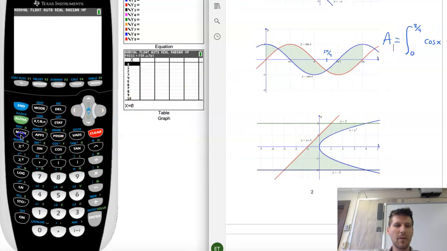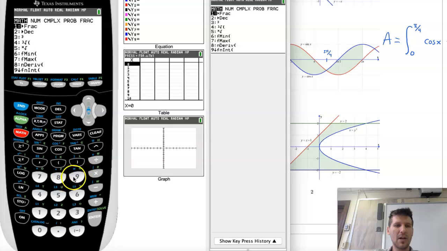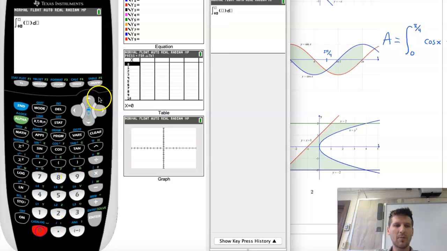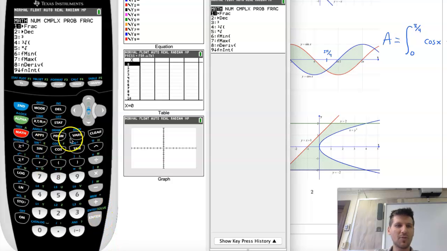So I'll go math, integral, which is 9, finite integral from 0 to pi over 4 of, this was cos of x minus sine of x dx.